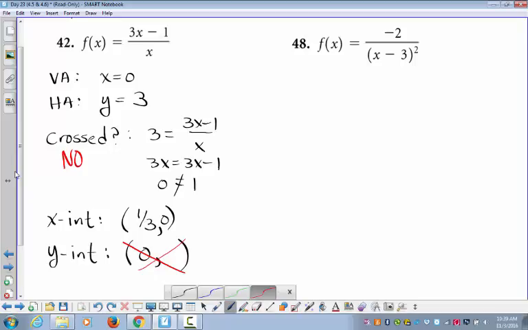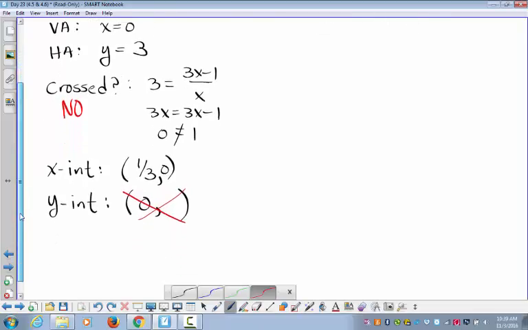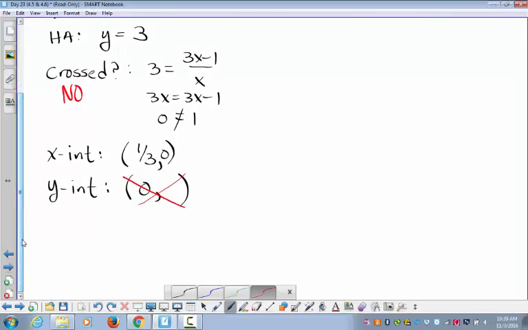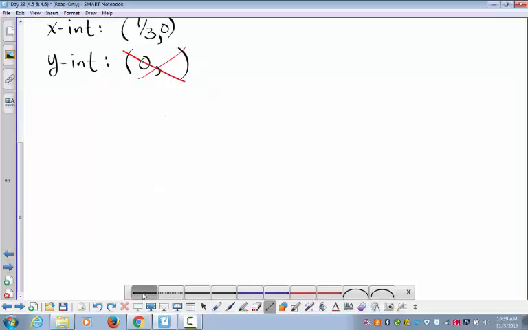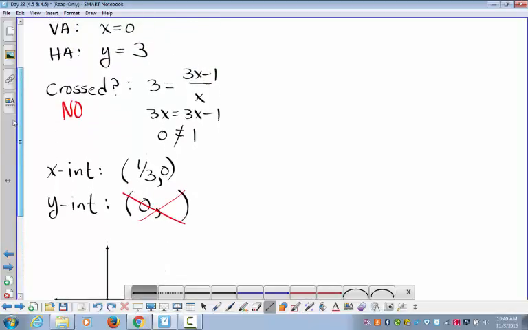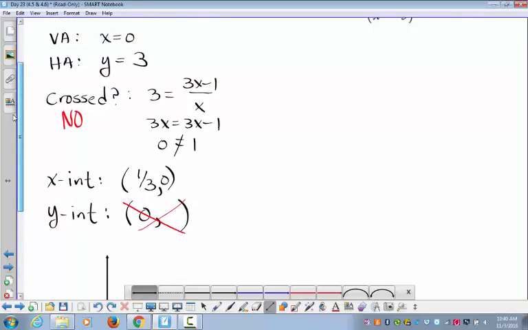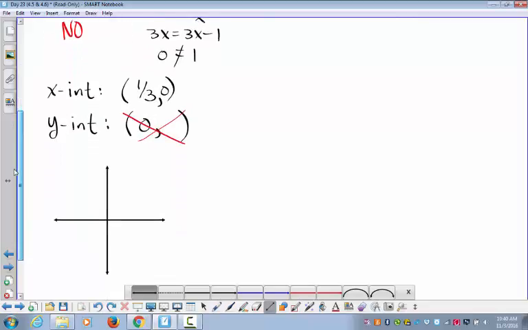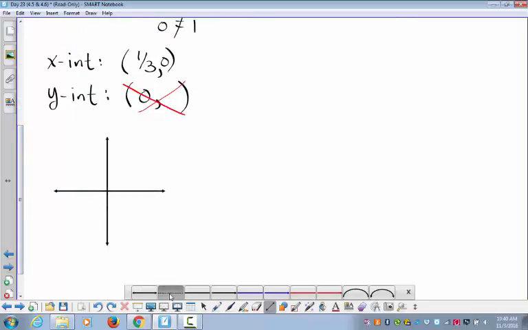And now we're ready to graph. We are ready to graph. So, first let's graph our asymptotes. So we'll put our VA on the graph. Our VA is x equals 0. That's the y-axis. And then we had y equals 3. So we'll do that.